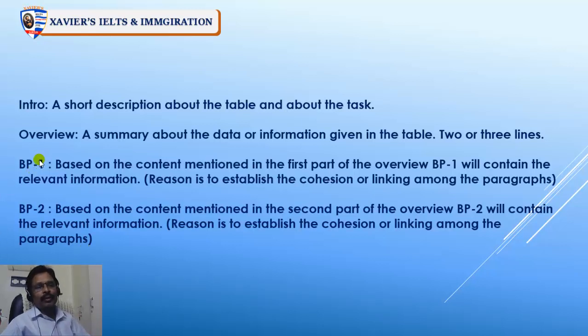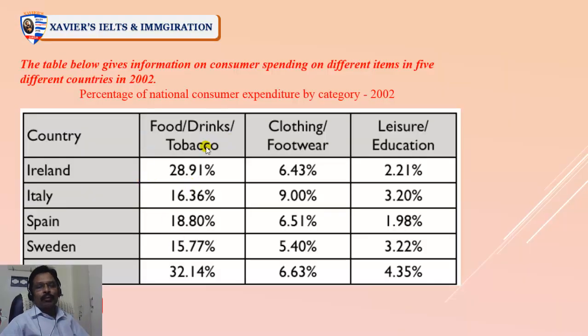Then the second one is the overview. What the overview says is a summary about the data or information given in the table, in 2 or 3 lines. Going back, let's see what we will be covering in the overview. We will cover the names of the countries which display the maximum figures or any drastic changes, the highest or lowest. But in this overview we are not going to mention any kind of figures, because figures will be mentioned in our body parts. So don't mention any figure in your overview.